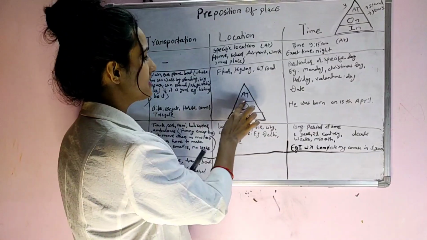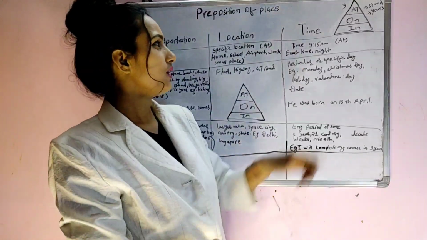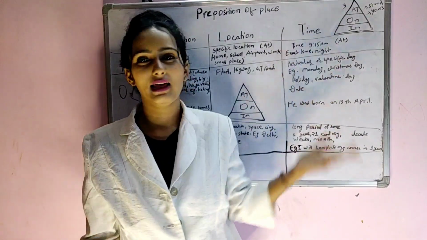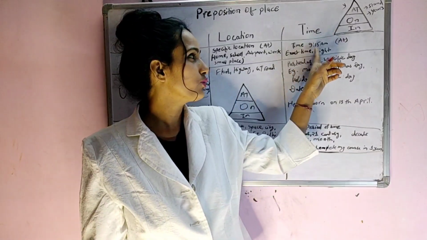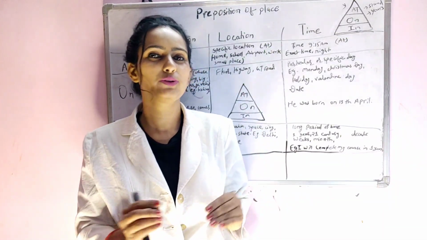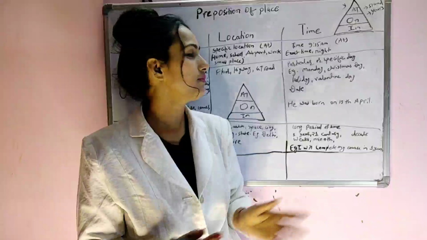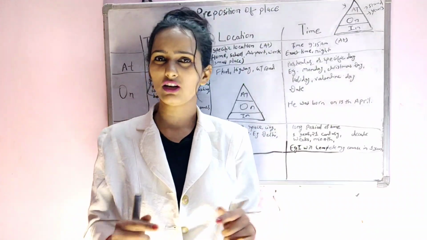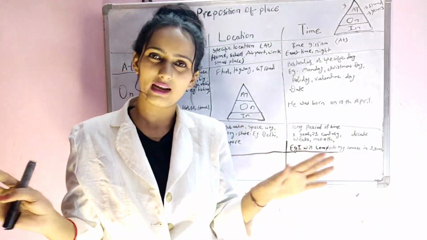Okay. Now let's talk about time. If you are talking about an exact time, like I will go at 9 o'clock, then you have to use at. And if you are talking about night, you always have to use at while talking about night. I sleep at 10, I sleep at night, I will play a game at night. If you are talking about night, then you have to use at only. You don't use in or on.